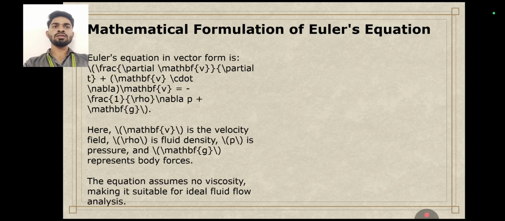The equation relates the change in fluid velocity to pressure and body force. Mathematical formulation of the Euler equation. The Euler equation in vector form is given for a fluid particle, where p represents pressure and f represents the body force. The equation assumes no viscosity, making it suitable for ideal fluid flow analysis.